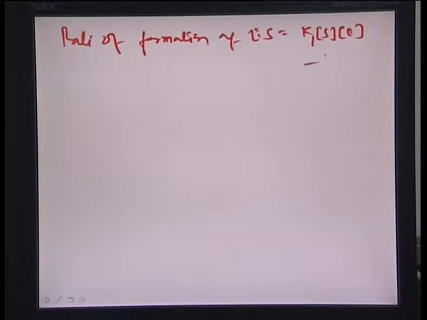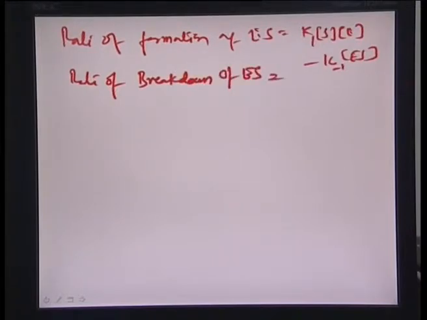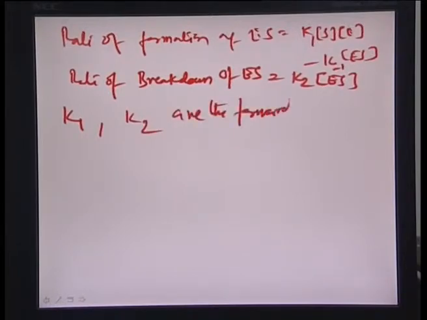Therefore, the rate of formation of ES, the enzyme substrate complex, is given by K1 concentration S concentration E minus K minus 1 concentration ES, and the rate of breakdown of ES is K2 concentration ES. Now, K1 and K2 are the forward rates, and K minus 1 is the reverse rate.